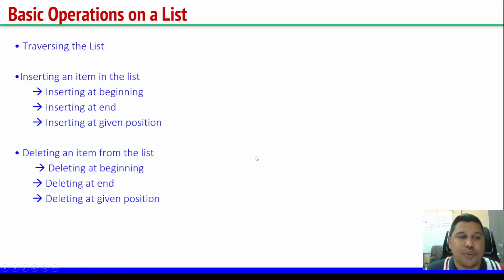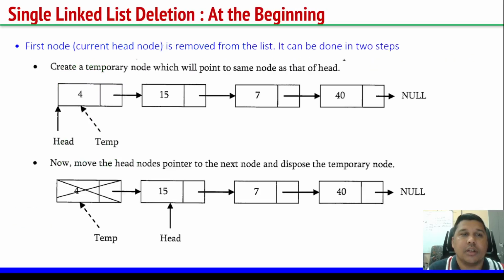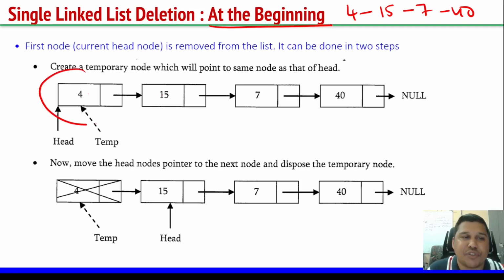So now we will see how we try to delete an element from the beginning of a single linked list. Deleting an element at the beginning, how to do that? You have a list already here with elements 4, then 15, then 7 and 40. I want to delete this first node itself.